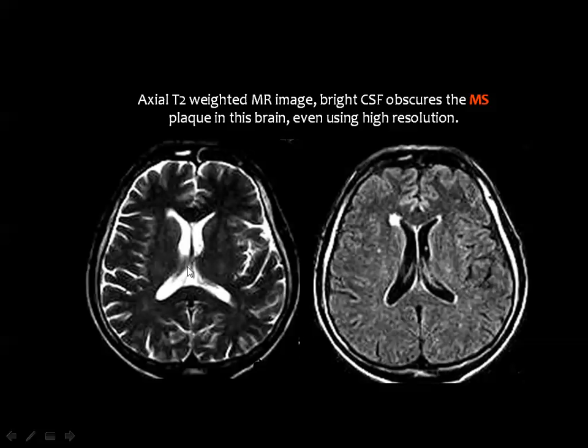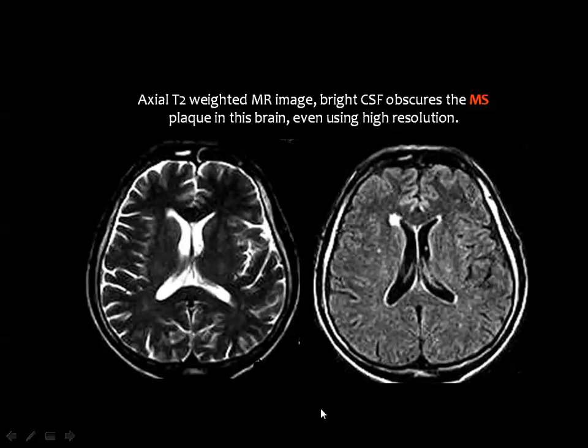Since the lesion in the T2 is bright, it will also be bright in the FLAIR, since the FLAIR is a T2 image. But because of the brightness of the CSF in the T2, you cannot differentiate the lesion from the ventricle. This is a valuable image and is essential in the imaging protocol of the brain.